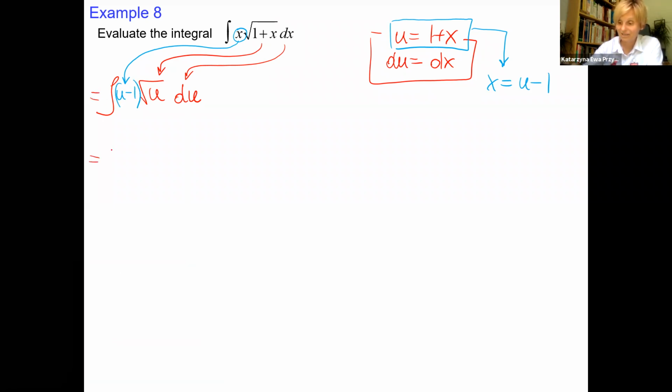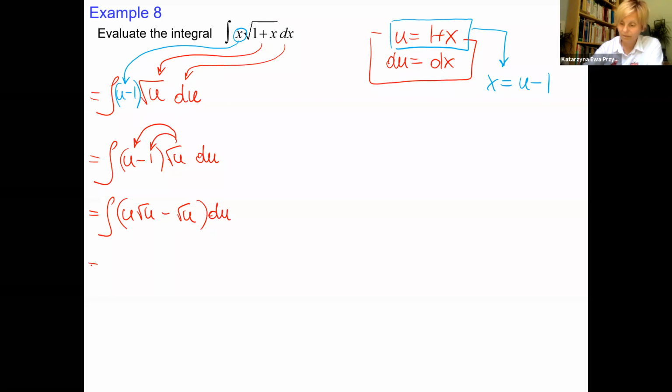Okay, let's check. u minus 1 times square root of u du. We still have a product. However, now we can distribute. u times root u, and 1 times root u is just root u. We can get a common factor. u times root u is u to the power of 1 times u to the power of 1/2. 1 plus 1/2 is 3/2. Square root of u is just the exponent 1/2.